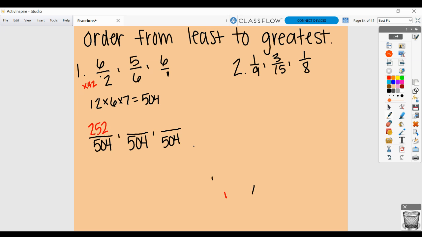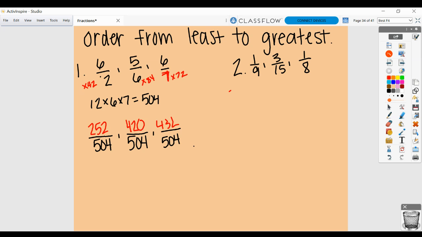Okay, take 504 and divide it by 6, and that's 84. So you multiplied that whole thing by 84. So we want to multiply 5 by 84 to get the new numerator, and you get 420. Okay, and then the last one, 504 divided by 7, and you get 72. So you're going to take 6 times 72, and you get 432.